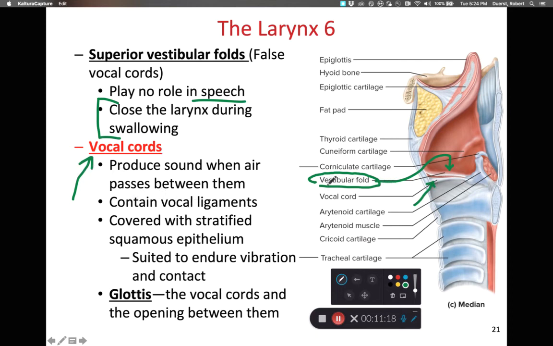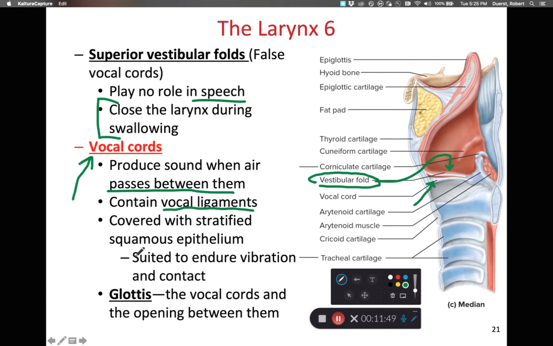And these vocal cords are going to make sound when we have air pass between them. But we need to modulate the tension on these vocal cords. If we have them become stiffer, we have higher pitch noises or higher frequency noises, and if they become looser, we have lower frequency noises. These vocal cords are going to have the vocal ligaments in them connected to muscles that help to regulate the pitch of the noise that we're making.